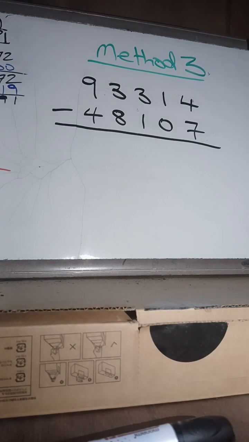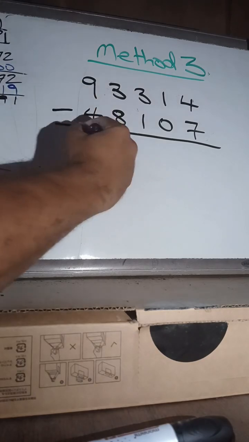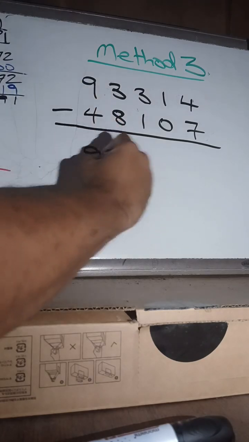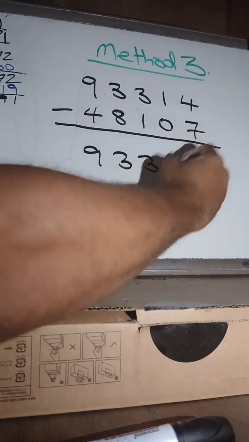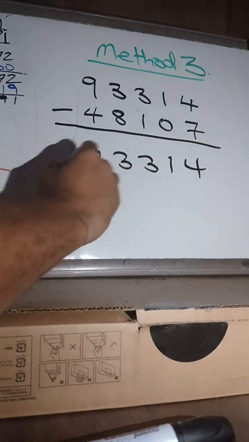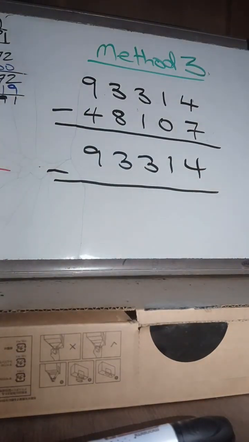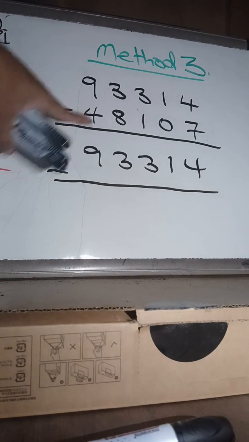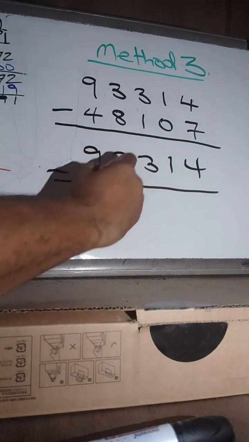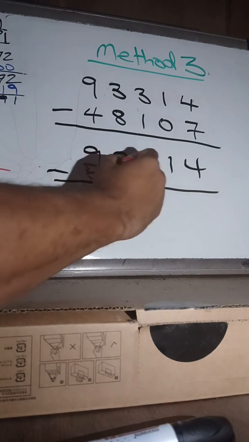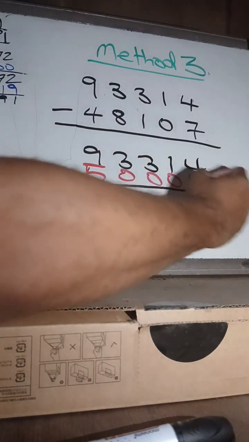So what we have to do is do the trick that we did before. I want to write it in a way where it makes some kind of sense. So this is what I'm going to do. I'm going to write back the 93314 up here, and down here I'm going to change everything. So I'm going to add 1 to this to get the 5, and then 0 to everything else.